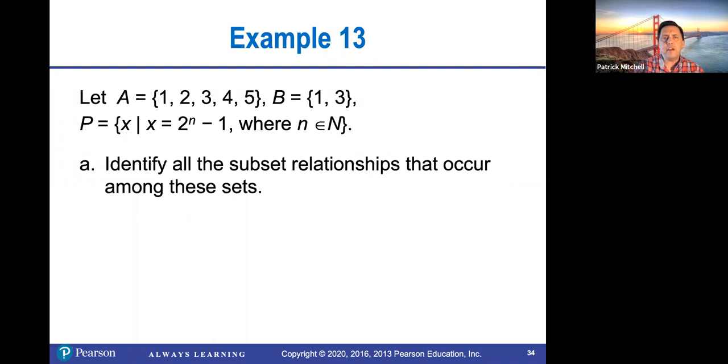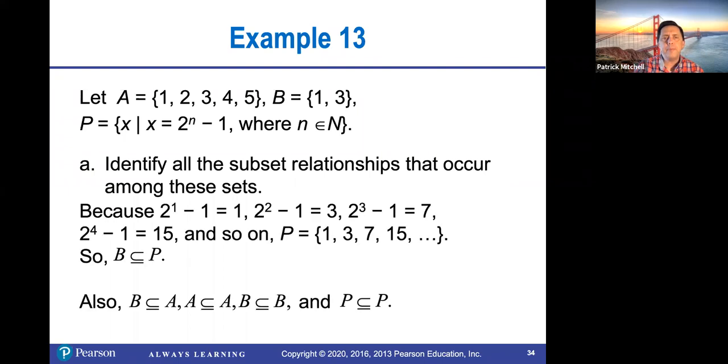So first, let's figure out what set P is. If you start plugging in natural numbers, starting with 1, you get 2 to the first power minus 1, which is 1, and 2 to the second power minus 1, which is 3, 2 to the third power minus 1, which is 7, et cetera, et cetera. So P is an infinite set that starts off 1, 3, 7, 15. And I think for this problem, that's about all we need to know.